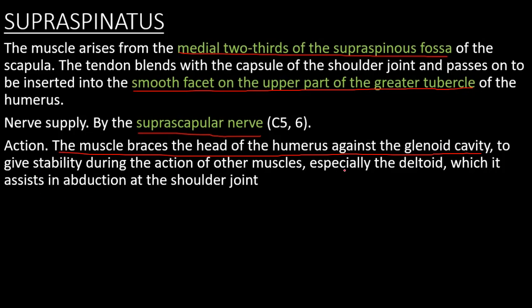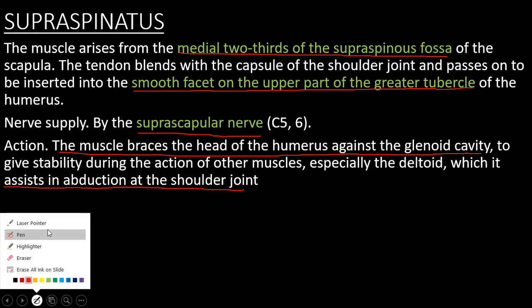Also, in fact, we say supraspinatus muscle is the one which usually initiates abduction. It's the one which usually initiates abduction. Then the deltoid muscle, the acromial fibers, take the other portion.